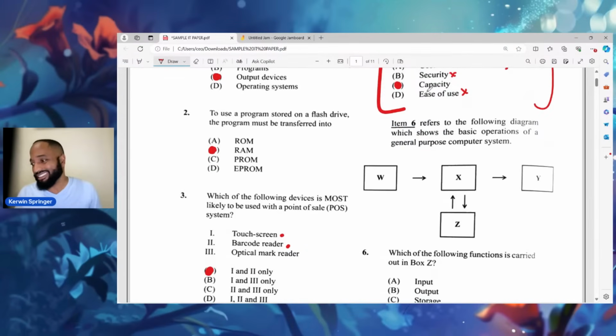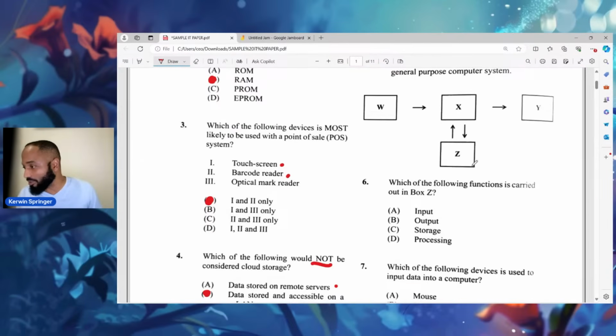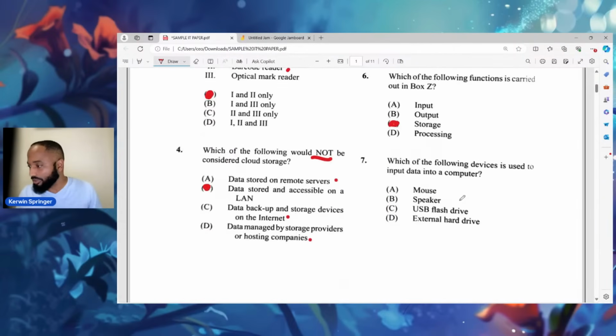Which of the following functions is carried out by box Z? Input, output, process, storage. C. Which of the following devices is used to input data into a computer? A mouse. So input data, you're talking about from a mouse perspective, not from like a plug-in where you take the data. So from a mouse.